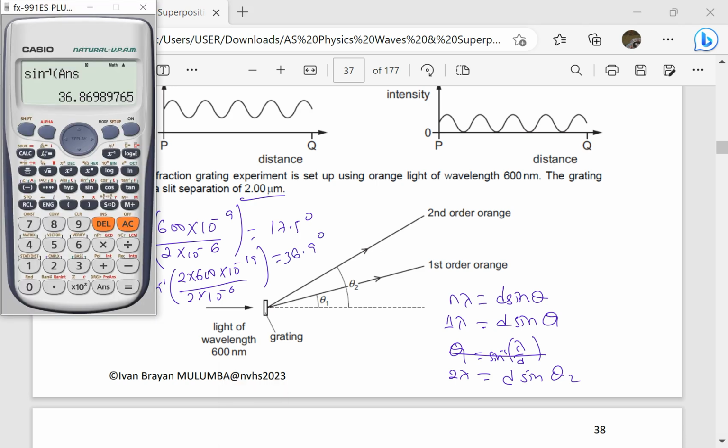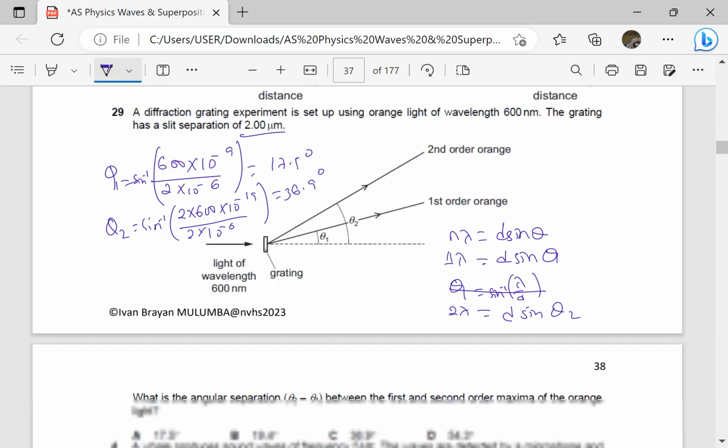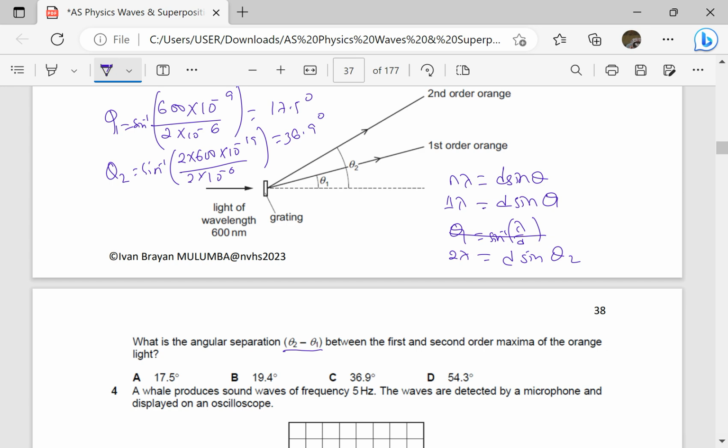So we want the difference. 36.9 minus 17.5. So that is 19.4. So the answer is going to be B. So the difference is 19.4 when you subtract 36.9 minus 17.5. That is 19.4 degrees.